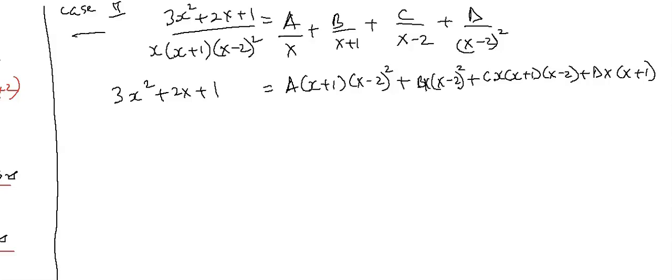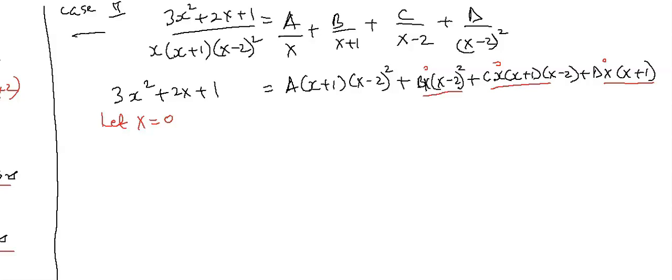Now we have four constants. So we can use the same method as case 1, but sometimes it doesn't work. For example, we can say let x is 0. If we let x is 0, the whole of this will be 0, the whole of this will be 0, and the whole of that will be 0. Remember x is 0. That means we will only be left with a.